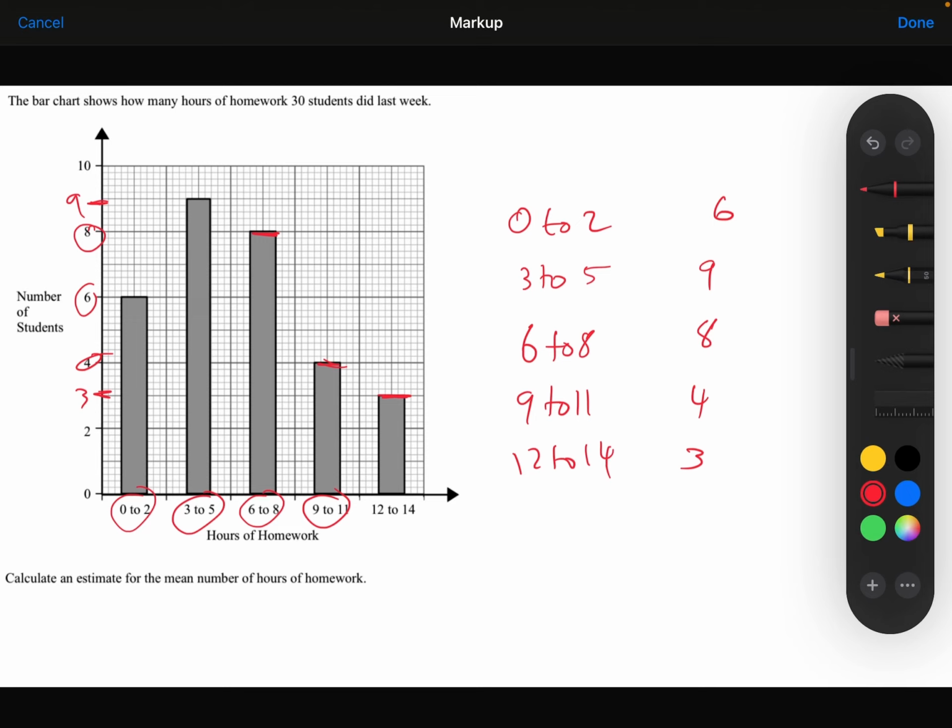And I need to calculate an estimate for the mean number of hours spent on the homework. So the mean is going to be the total hours spent divided by how many students there were. Now we were told in the question there were 30 students. So this is 30.